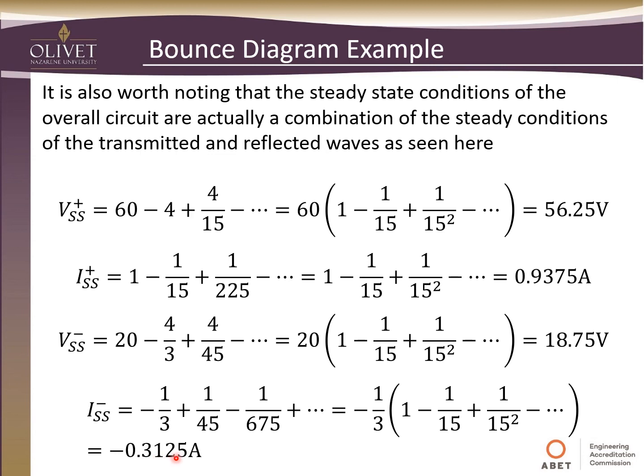0.3125. And so to get the steady state that we would measure there for the voltage, it's going to be these two added together, the transmitted and reflected wave, which add together to give us our 75 volts. And then for our current, if you take 0.9375 and subtract 0.3125, that should give us our 0.625 number.